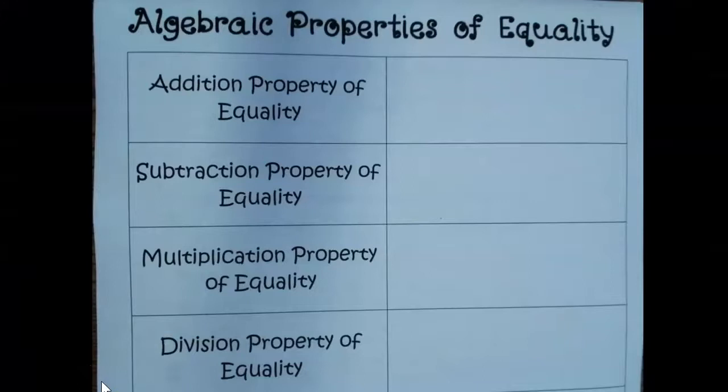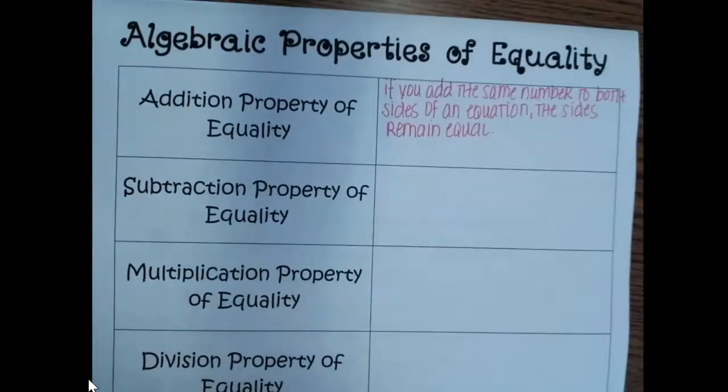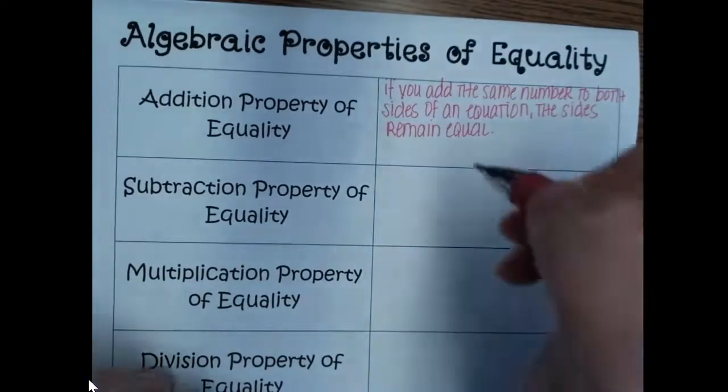On justifying algebraic properties. In order to justify our properties, the first thing we need to do is have some vocabulary to help us with our process. So our first property that we want to look at is the addition property of equality. What the addition property of equality says is, if you add the same number to both sides of an equation, the sides remain equal. So we have a math way of writing this.